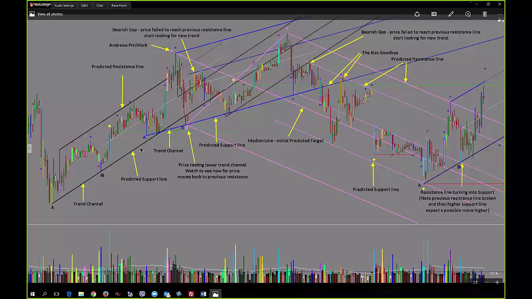But it doesn't mean that I wouldn't get rid of this previous trend channel. I would leave it on there until I get more confirmation of what's going on. So I would have copied my sliding parallel again and brought it to the bottom.